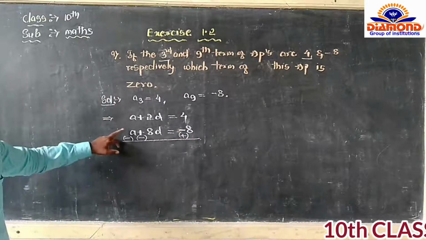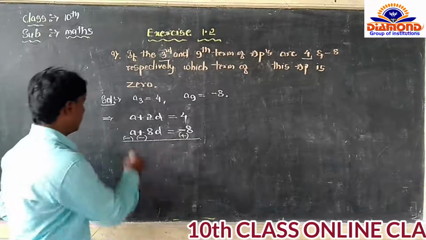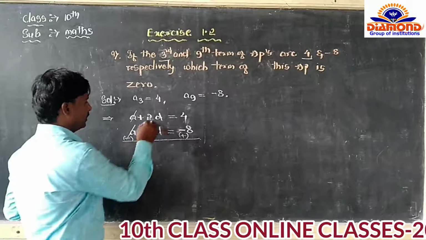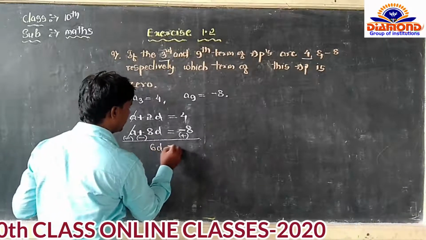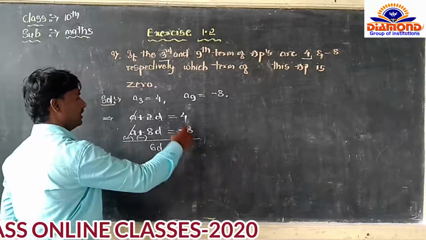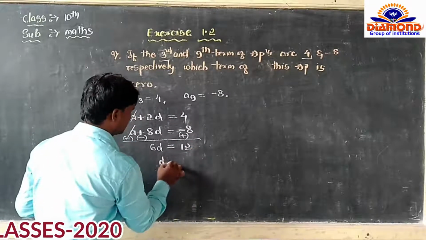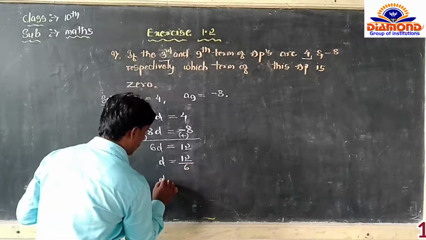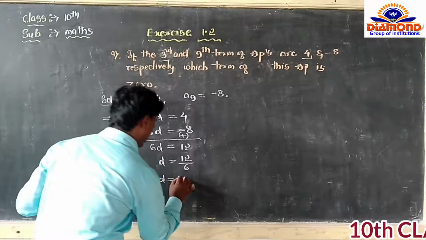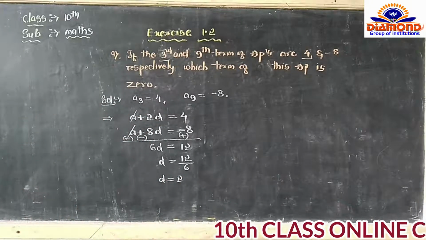Understand it? Plus becomes minus, plus becomes minus, minus becomes plus. Now both get cancelled. 2D minus 8D is equal to 6D, is equal to plus 8 plus 4, we got 12. D is equal to 12 divided by 6. Answer, common difference is equal to 2, dear students. Common difference is 2. I thought you understood common difference.